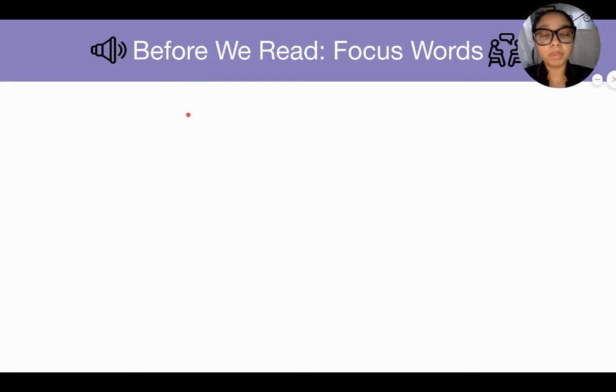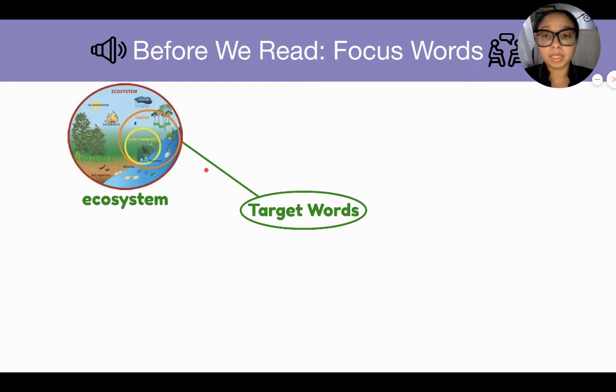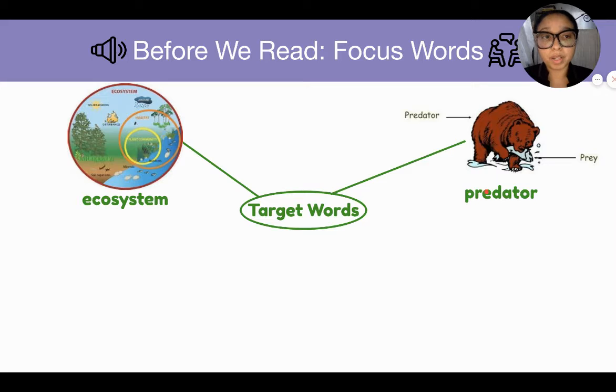So let's see some of the focus words that we are going to see as we read today. Ecosystem. This is a biological community or a set of organisms or living things that live together in a particular environment. A predator. This is an animal that attacks other animals in order to survive. So they also eat them.